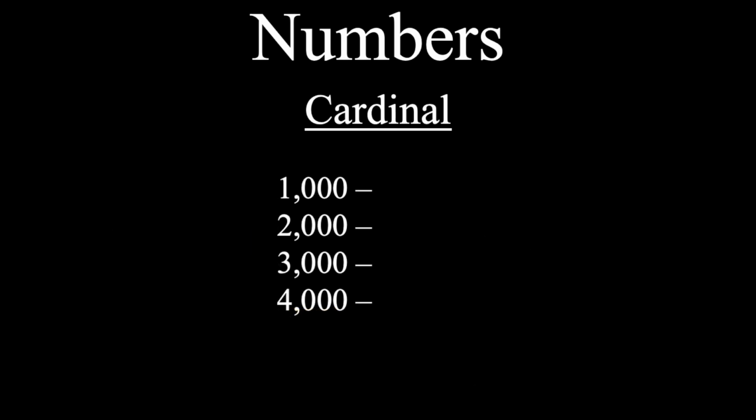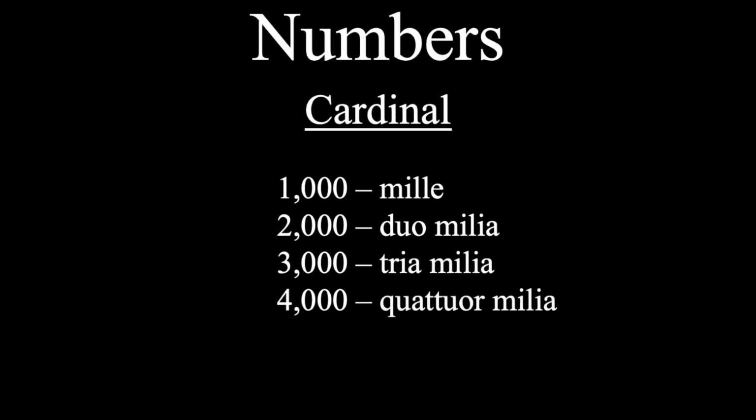Okay, now let's see multiples of 1,000. We already saw 1,000 for mille. For 2,000, we'll have duo millia. Millia is actually a plural form. It's got an A on it because it's a neuter plural, because it's actually multiple thousands. Then we have tria millia, quatuor millia, and so forth.